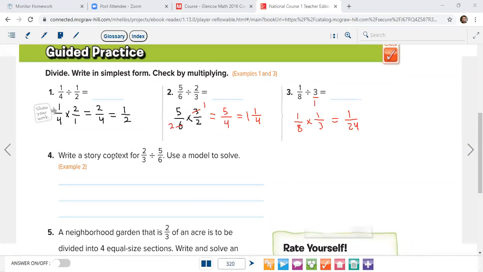Write a story context. We don't write stories. We just solve normally. Use model. We don't use models. Just solve normally. So for any problem like this in the homework, just cross the story, cross the model, and solve the problem normally. So 2 over 3, division will be multiplication. 5 over 6 will be 6 over 5. We can use normal multiplication or simplify. Divide by 3 is 1, divide by 3 is 2. So it will be 4 over 5.